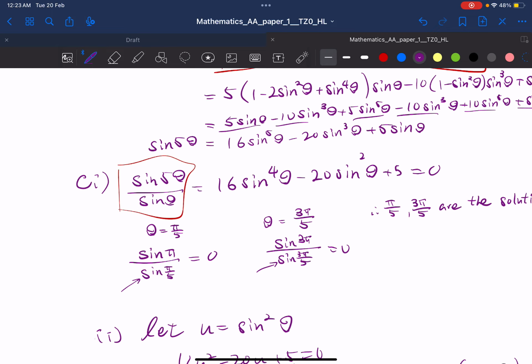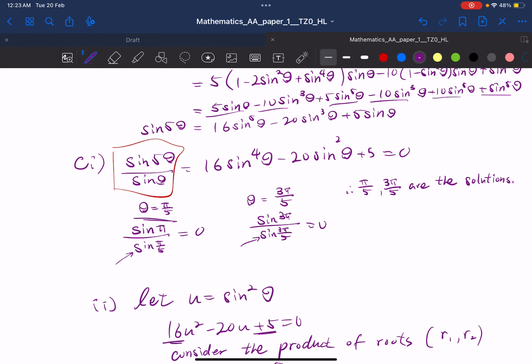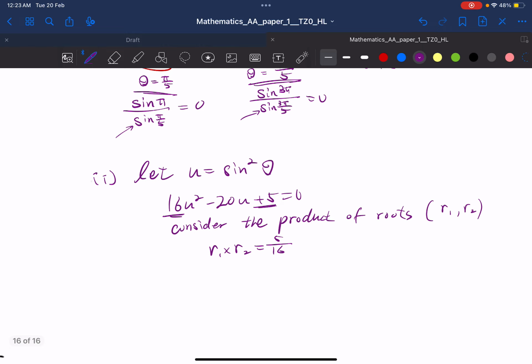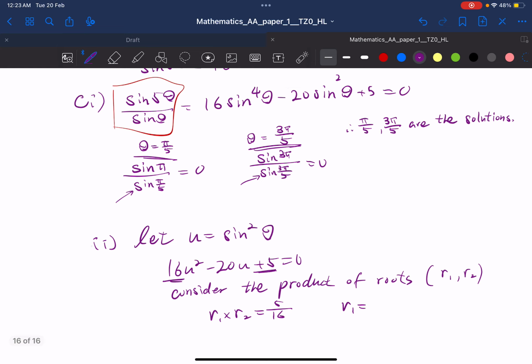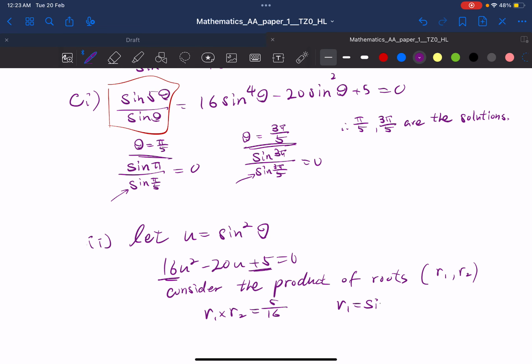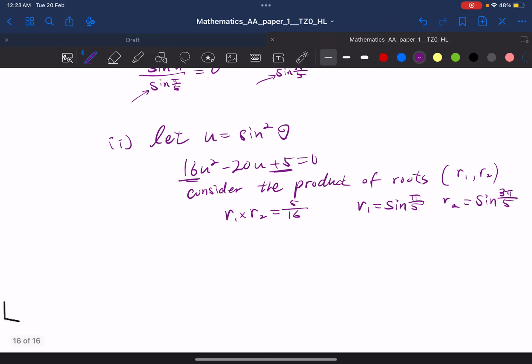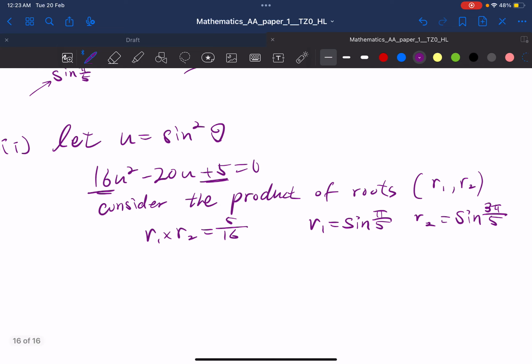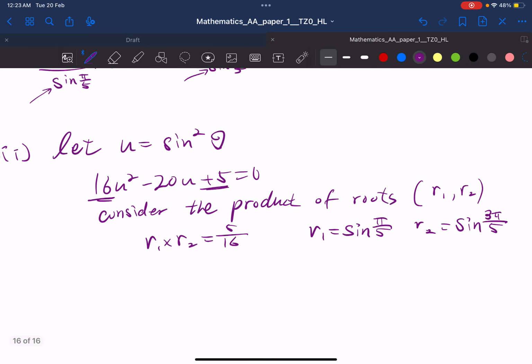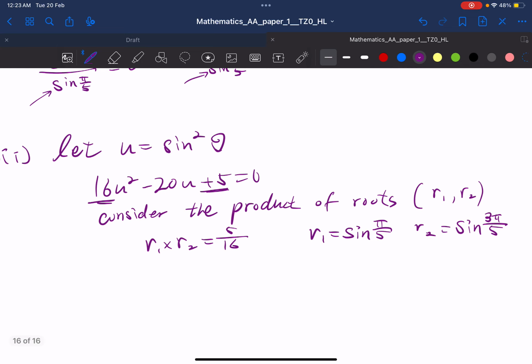We know the solution already. The solution is pi over 5 and 3 pi over 5. So actually, we know that root 1 would be simply sine pi over 5, and root 2 would be sine 3 pi over 5. So we just substitute that in, and we have this particular thing. So since it's a solution already, let me think.